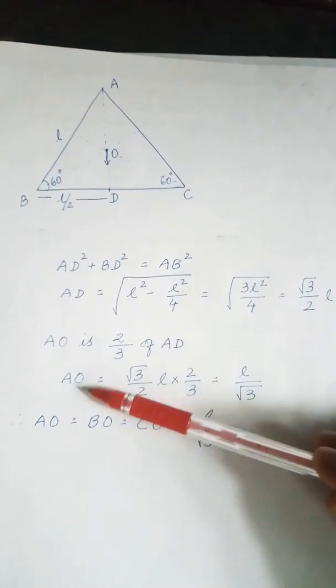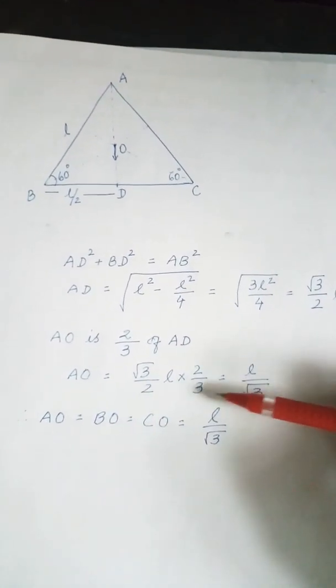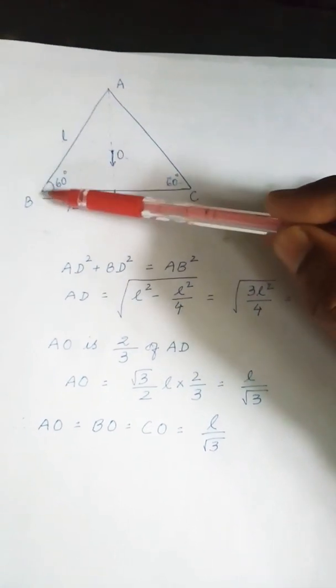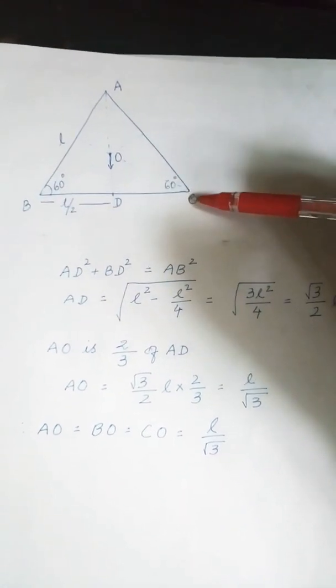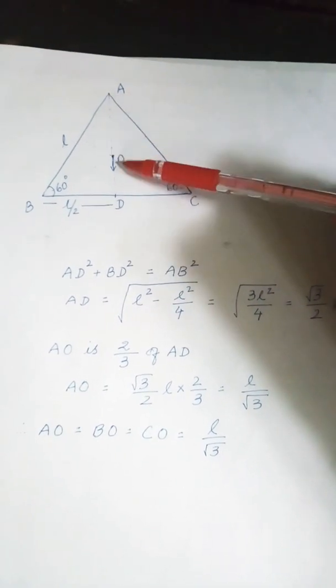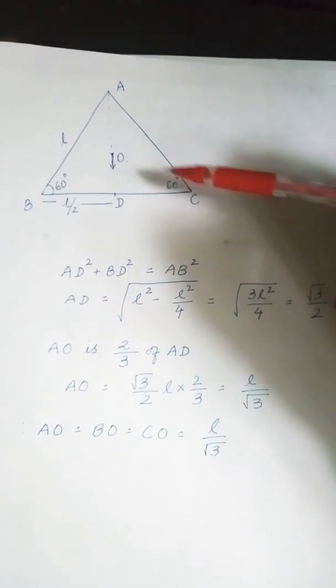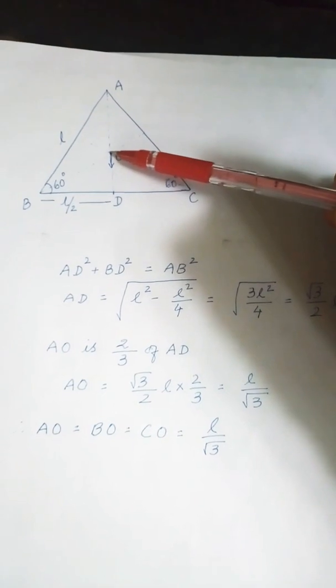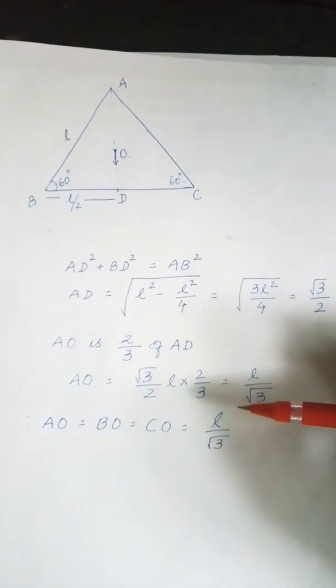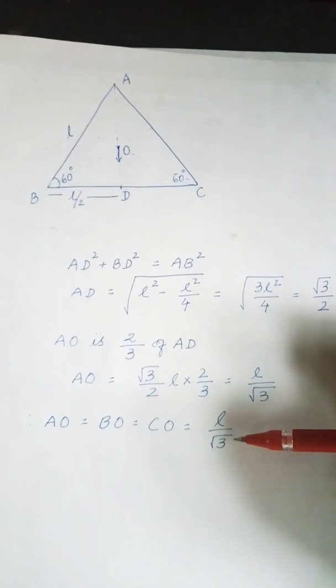So again we can calculate AO. Now why should we calculate AO? Because the charges are situated at the vertices, and the effect we have to see is on the center. So the distance AO, BO and CO is to be calculated. So AO, BO, CO is L by root 3.